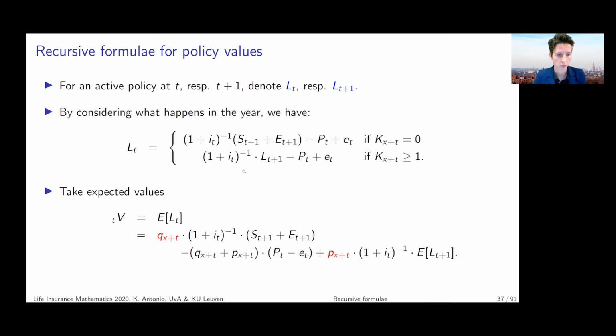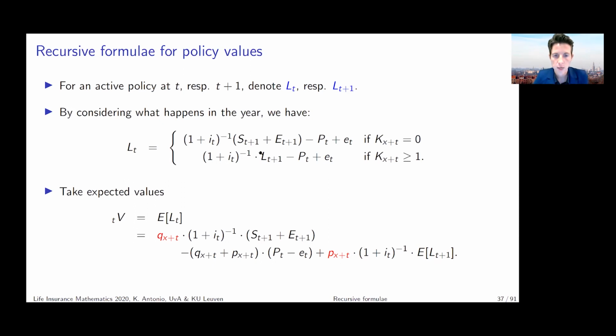So if we do take the expected value, then we can say there are two scenarios. There is either this result for L_t, which happens in case my policyholder dies, and that's going to happen with a probability q_{x+t}, right? So that's why, if I calculate the expected value for L_t, I get the probability that my policyholder dies at x+t multiplied with the expression for L_t in that particular scenario. And what else do I get? I get the probability that my policyholder survives, the p_{x+t}, and then I multiply with the expression for the expected value of L_t in that case.